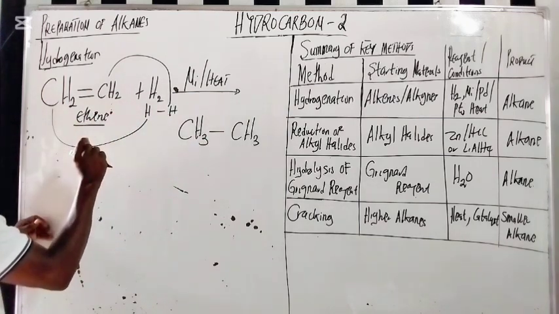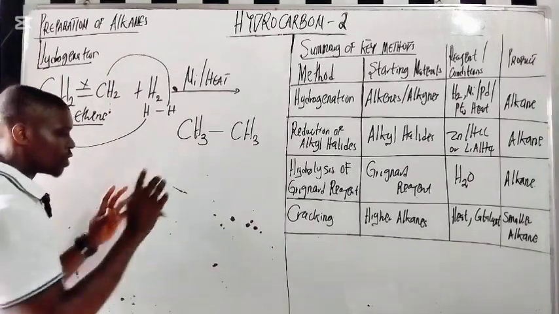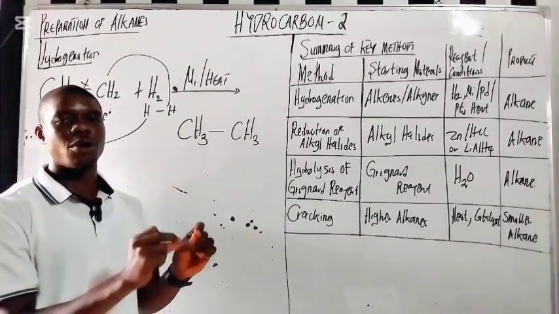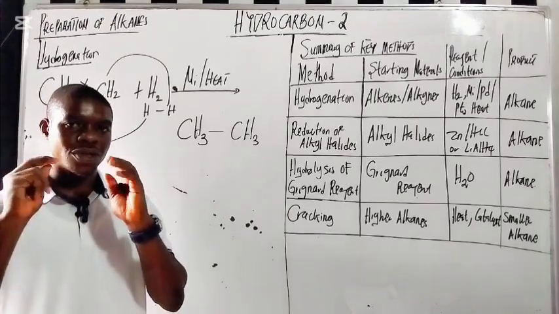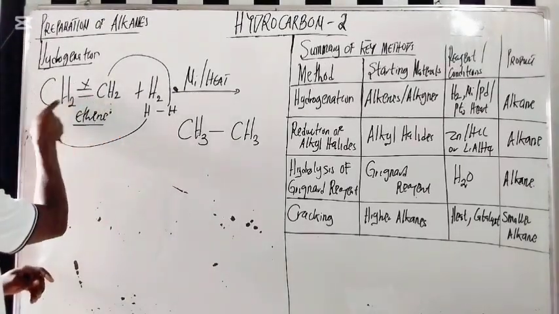Now the pi bond breaks. So this one will break out to form that one here. Remember, carbon is tetravalent, so carbon will always form 4 bonds here. Now, if you look at this one here, please pay close attention.